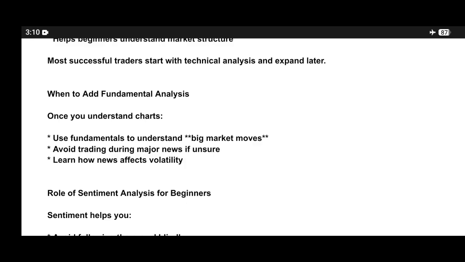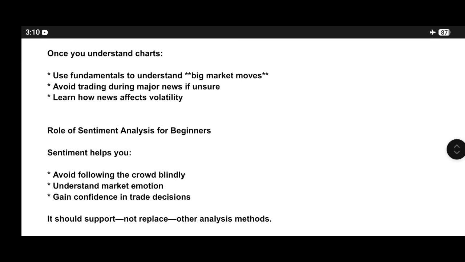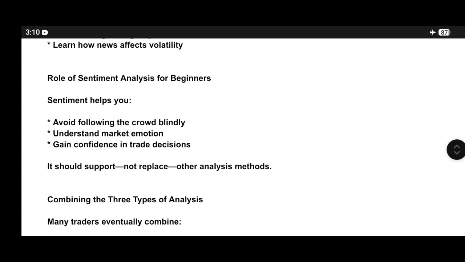I get my point. Then let's talk about the role of sentiment analysis for beginners. Sentiment helps you to avoid following the crowd blindly. It helps you to avoid market emotion and also helps you to understand and gain confidence in trade decisions. It should support and not replace other analysis. Are you getting me? So sentiment analysis should support and not replace other analysis methods.